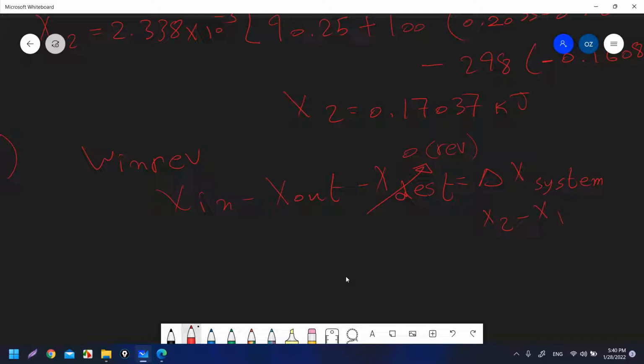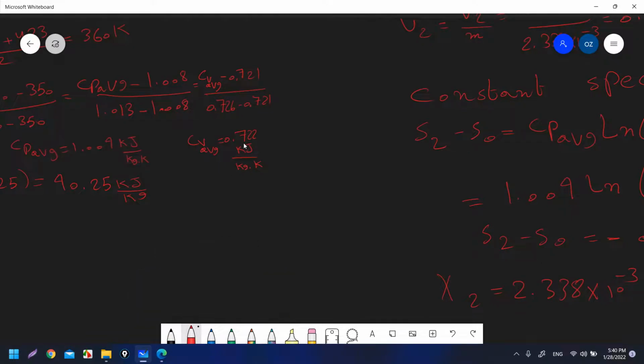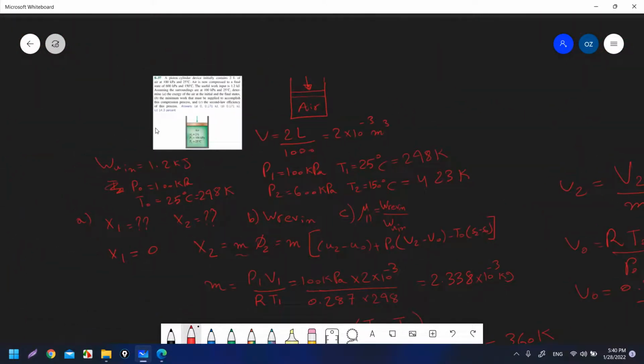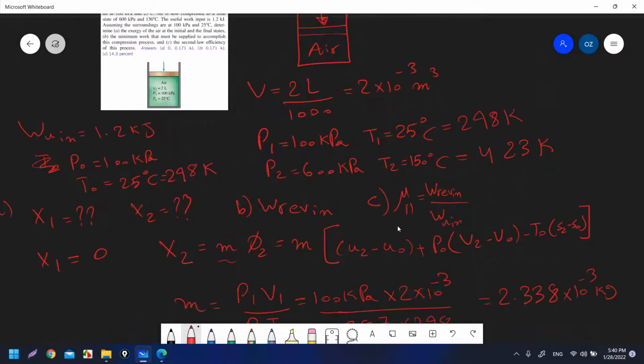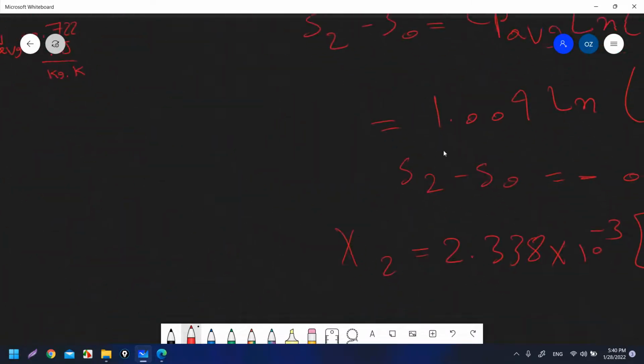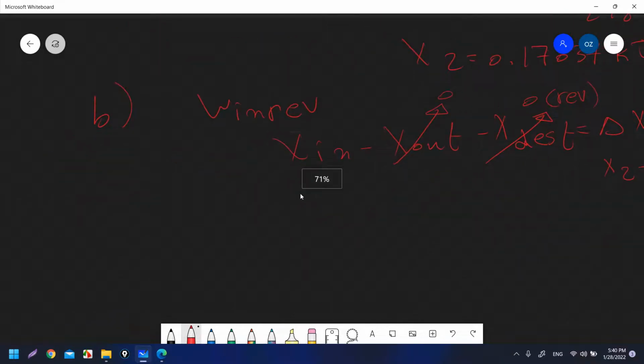and we already calculated X2 minus X1, and X1 was 0, and this is the value of X2. This also 0 because we don't have out, and it is an insulated system, I think. He didn't mention it is an insulated system, but there is nothing in the question about heat transfer or any other work. So there is no heat transfer, so there is no exergy by heat transfer, and there is no exergy by mass because it is a closed system. So you only have work reversible in, and it's equal to X2 minus X1, and X1 is 0.